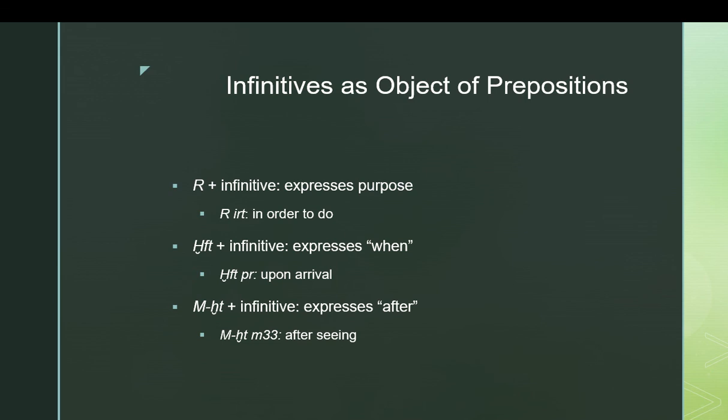Chefet plus the infinitive means when or upon, like at that moment. So chefet per. Per means to arrive, a biconsonantal verb, no change. With chefet, it means upon arrival. So upon arrival, something happened. Emchet plus the infinitive, the prepositional phrase, means after. So, emchet ma'a, after seeing. Emchet ma'a, maybe set. Or emchet ma'a, see, after seeing him.